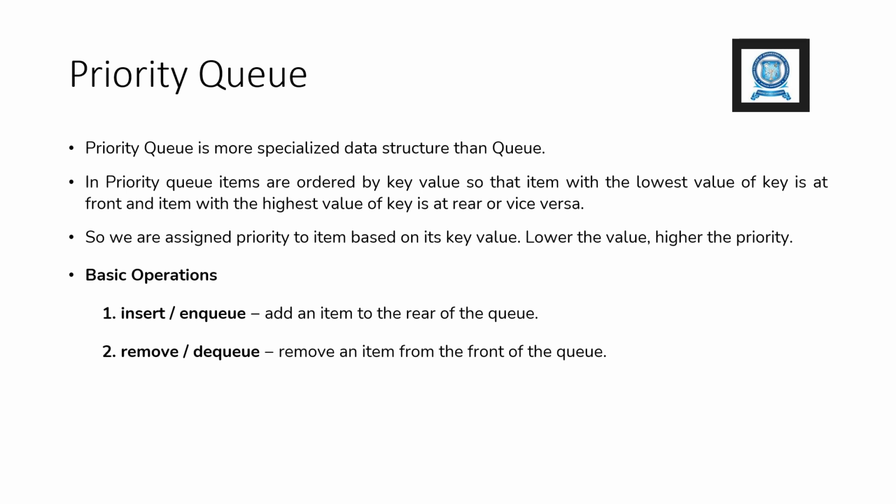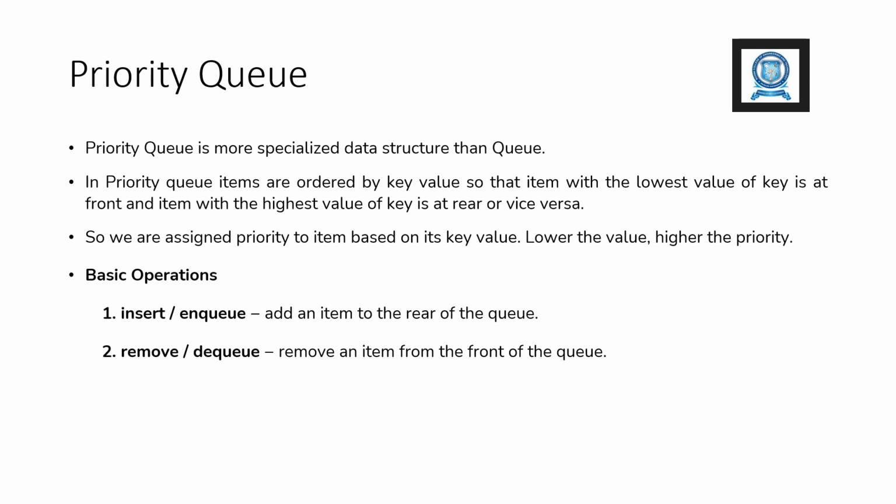I'm going to explain priority queue and binary heaps in this presentation. Priority queue. Priority queue is a more specialized data structure than queue. In priority queue, items are ordered by the key value so that the item with the lowest value of key is at front and the item with the highest value of key is at rear, or vice versa. So we assign priority to an item based on its key value. Lower the value, higher the priority.